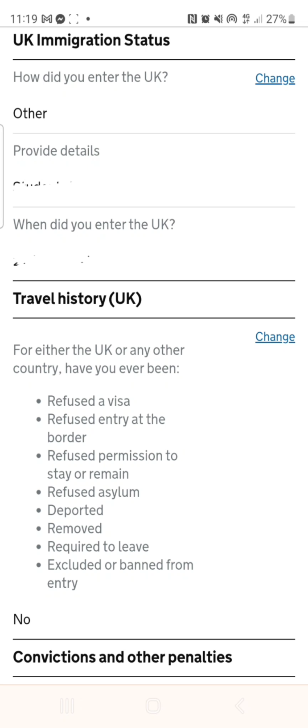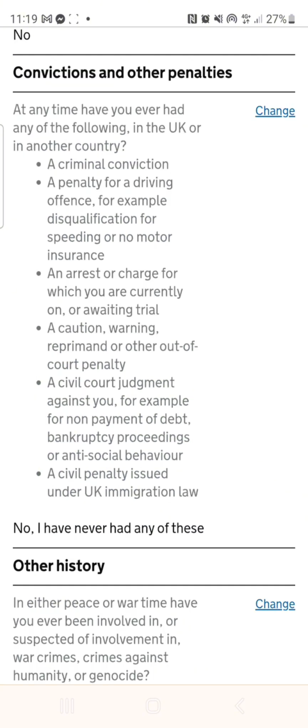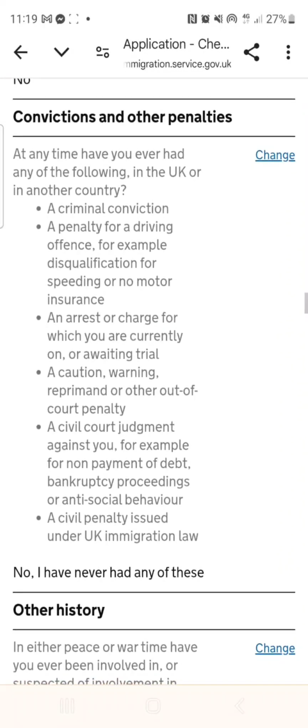UK immigration status. How did you enter the UK? My partner came as a student, so I said other. Provide details: is the student. When did you enter the UK? The date you came to the UK. Travel history for either the UK or any other country. Have you ever been? No.